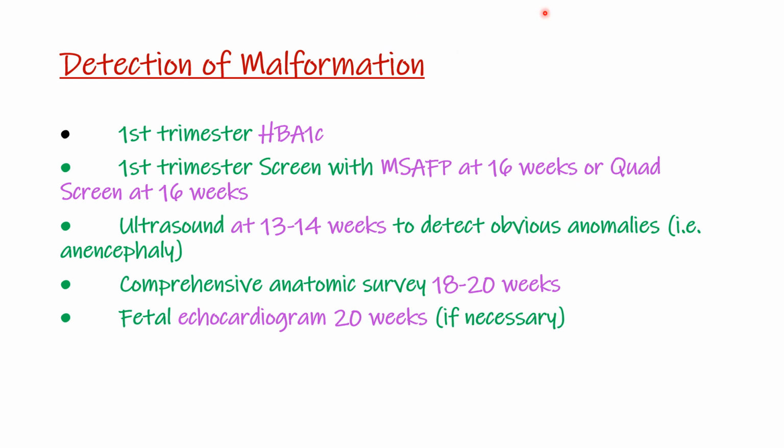quad screen test, which includes, after alpha fetoprotein, beta HCG, in addition to that, unconjugated estriol and inhibin A. So it is a test that contains 4 components: beta HCG, alpha fetoprotein, inhibin A, and unconjugated estriol. You also do an ultrasound at 13 to 14 weeks to detect obvious anomalies such as anencephaly, among others. You can also do a comprehensive anatomic survey at 18 to 20 weeks, and in addition to that, you can do a fetal echocardiogram at 20 weeks if necessary.